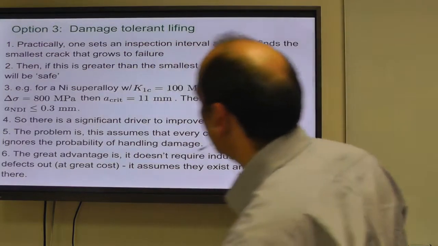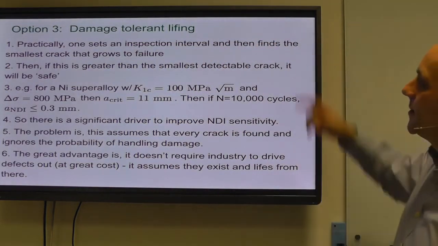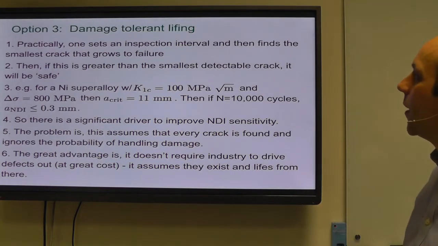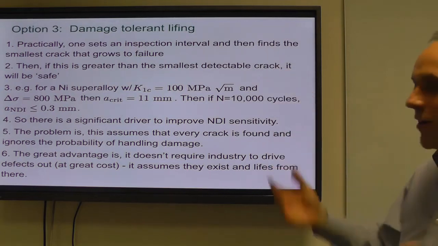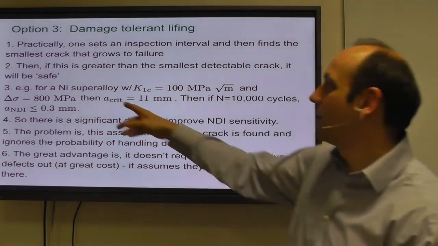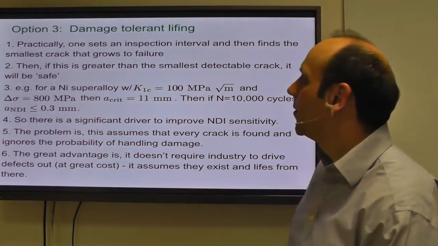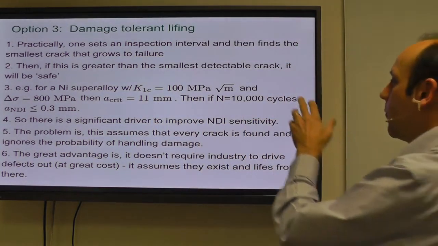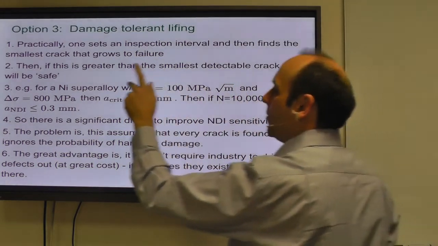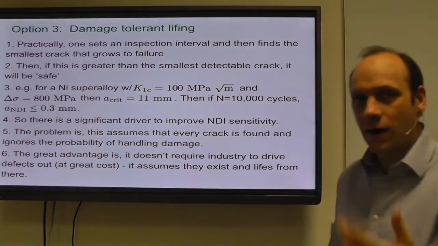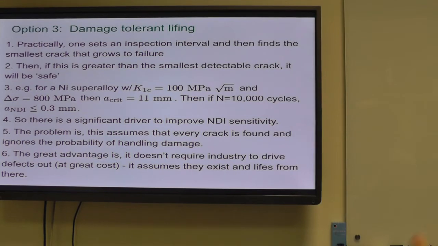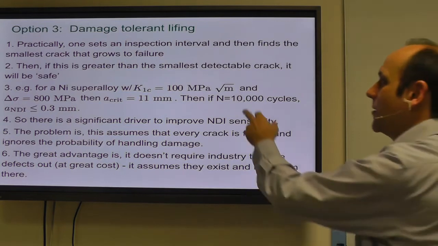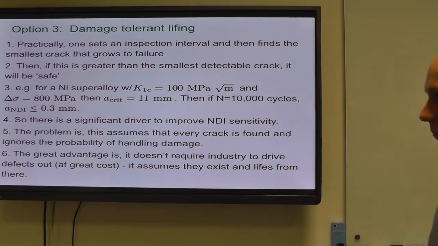So practically speaking, what we do is we set an inspection interval and then find the smallest crack that will grow to failure. And then we ask if that's bigger than the smallest detectable crack and say it would be safe. So if we take a nickel superalloy with these properties, then the A crit would be 11 millimeters. If we wanted a 10,000 cycle life, we need the non-destructive inspection to be sensitive to cracks of smaller than 0.3 millimeters, and then we'd be okay if we inspected every 10,000 cycles.